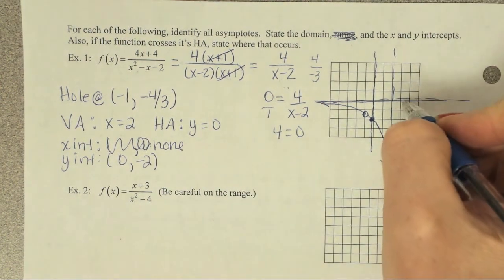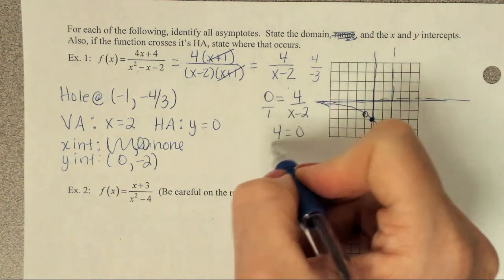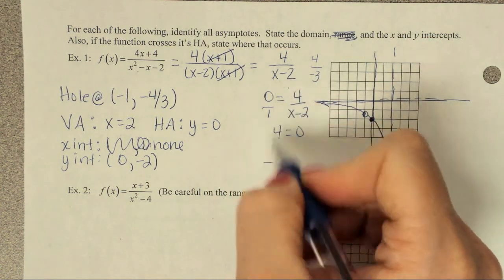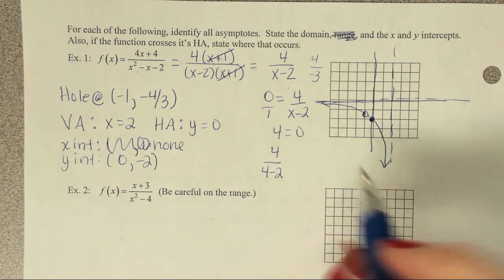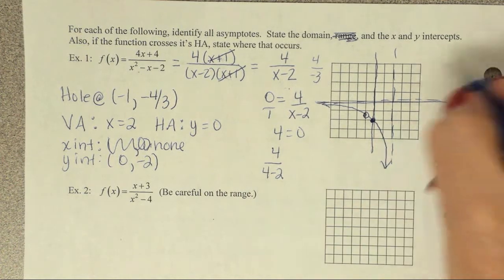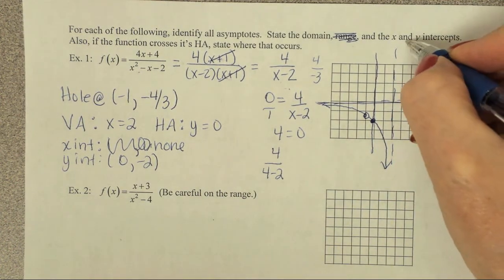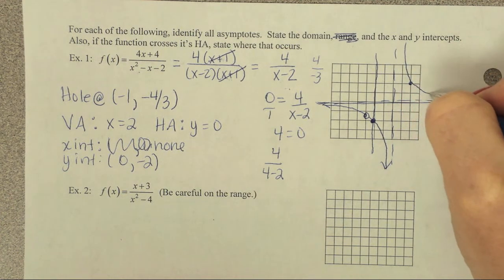So I have to check a point. I'm going to check a point over here, like 4. If I plug 4 in, all I care about is whether it's positive or negative. If I plug 4 in, what do I get? 2. So at 4, we're going to be at 2. So because that's positive, I know it's going to have to look like this.